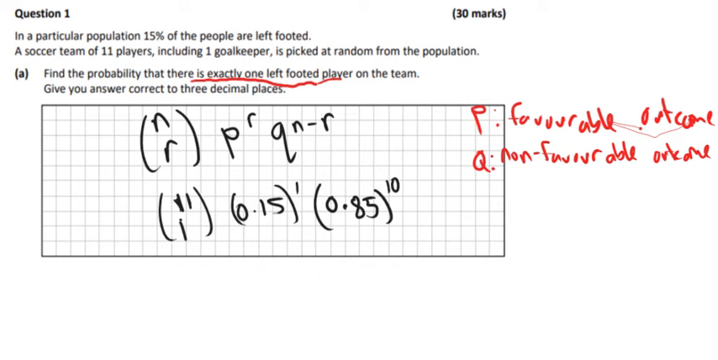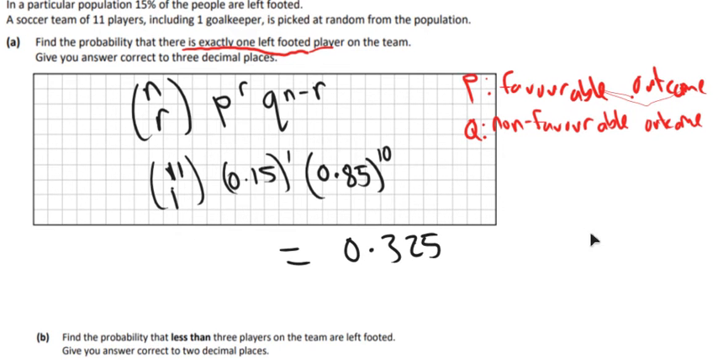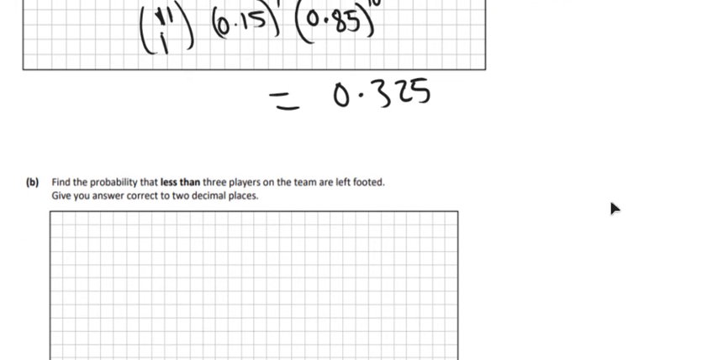So that's all you have to do for part A, and you can just use the calculator then. It's just filling in that formula. Now they want the answer to 3 decimal places, so you can give 0.325. So that's when you put all that into the calculator and round it off. So that's the answer to the first part.